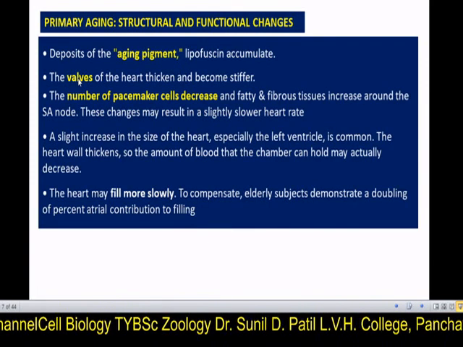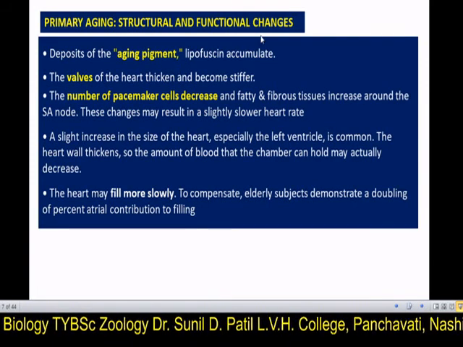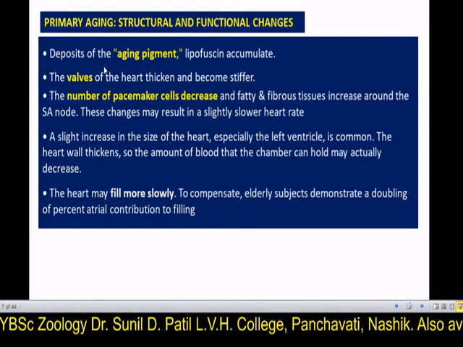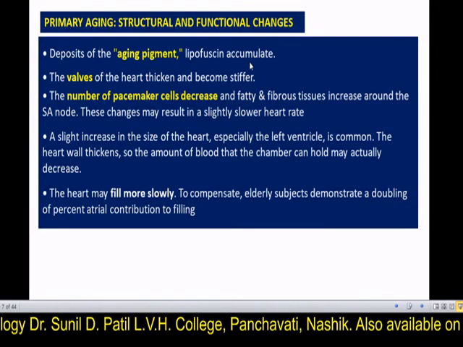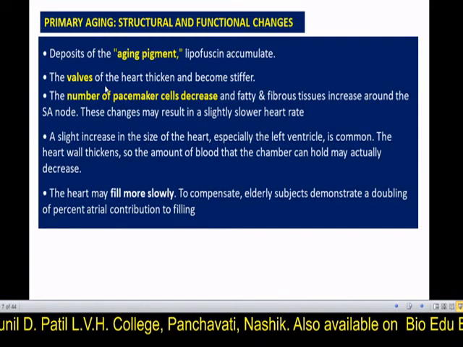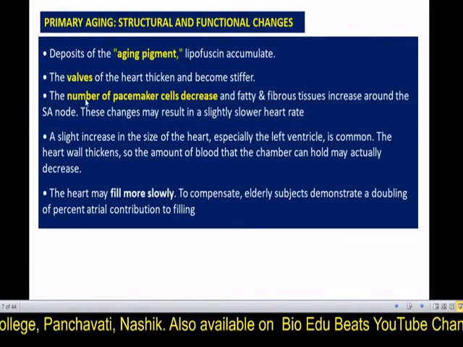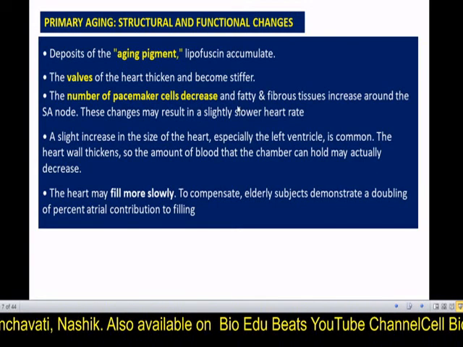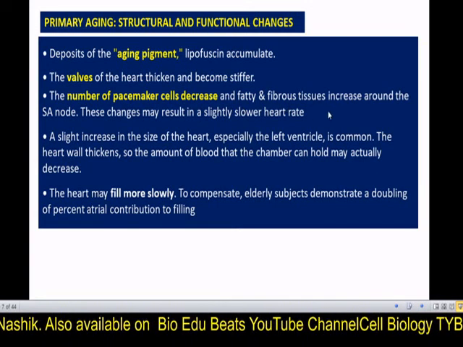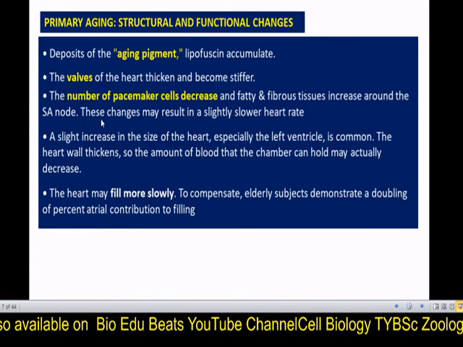So we are going to see the primary aging structural and functional changes. Deposit of the aging pigment, that is lipofuscin accumulation, then the wall of the heart thickens and becomes stiff, the number of pacemaker cells decreases, and fatty and fibrous tissue increases around the SA node of the heart.